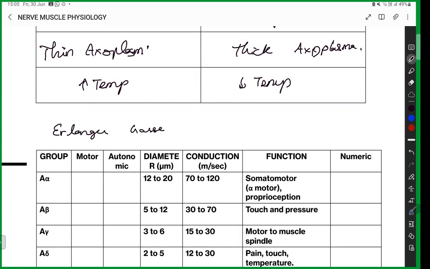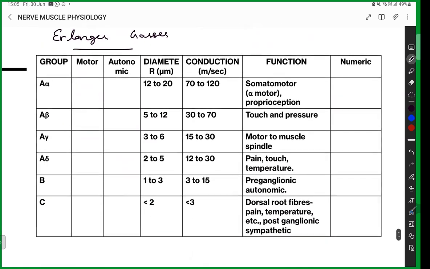Erlanger-Gasser classification. This is what we actually take always. Erlanger-Gasser classified the entire nerve fibers into A alpha, A beta, A gamma, A delta, B and C. This is how he classified.